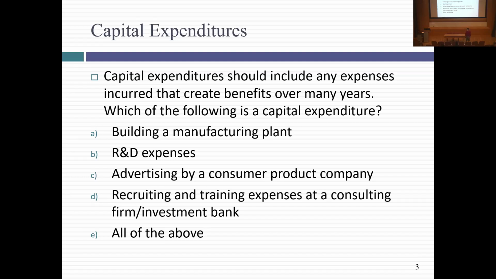How about recruiting and training expenses at a consulting firm or an investment bank? I mean, think about it. You look at McKinsey, you look at Goldman Sachs, the biggest asset is human capital. And if you think about human capital as the biggest asset, you could argue that some of the wages you pay are clearly to get income right away, but some of this is designed to keep you working for multiple years, to derive value in the future. You could argue that recruiting and training expenses are really also a chunk of Capex for these firms.